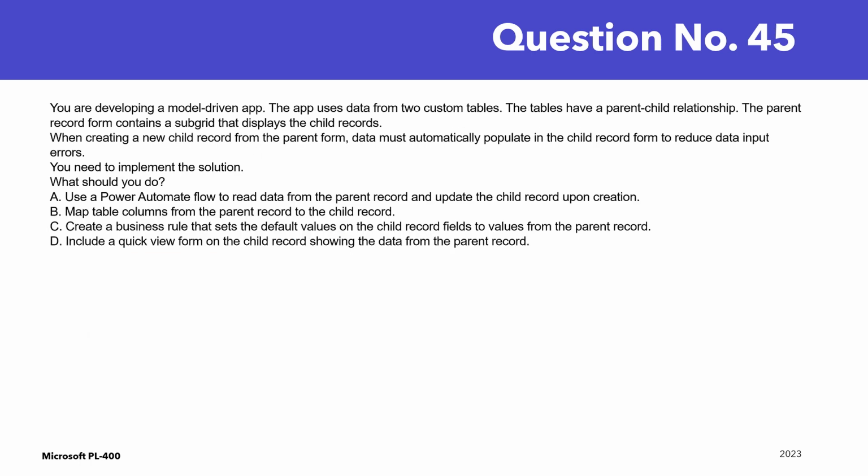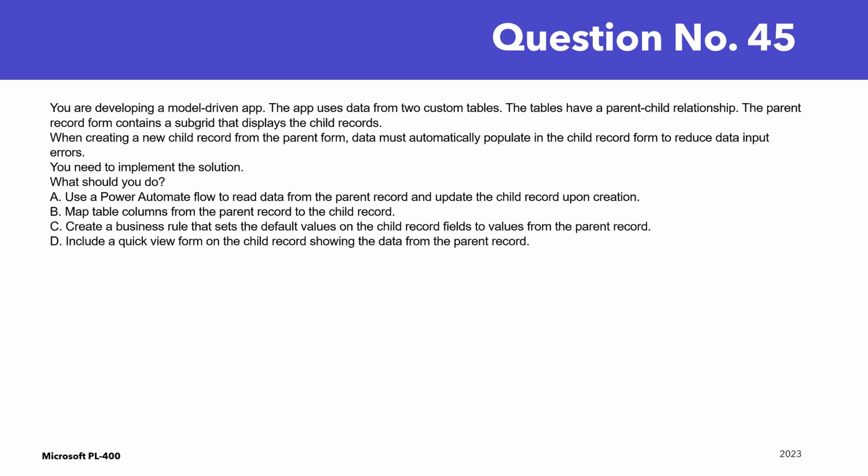You are developing a model-driven app. The app uses data from 2 custom tables. The tables have a parent-child relationship. The parent record form contains a subgrid that displays the child records. When creating a new child record from the parent form, data must automatically populate in the child record form to reduce data input errors. You need to implement the solution.